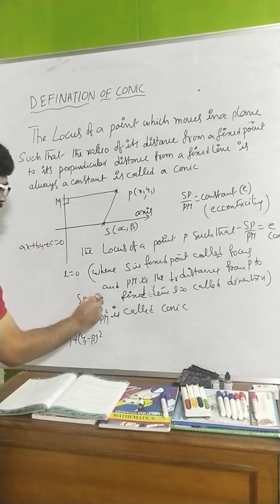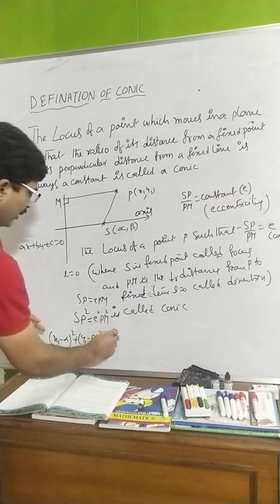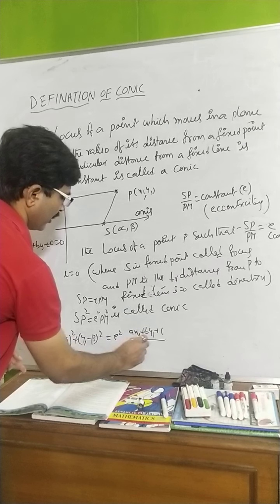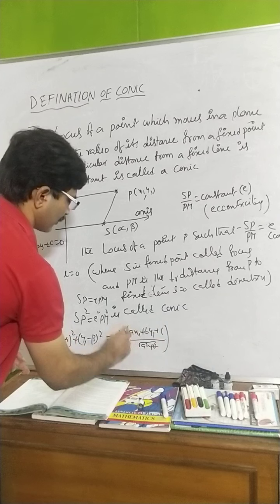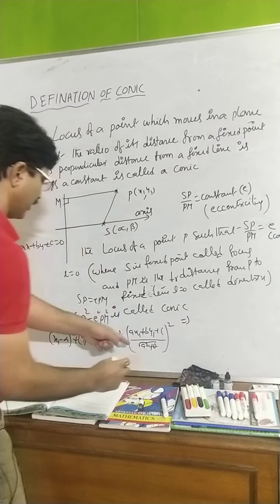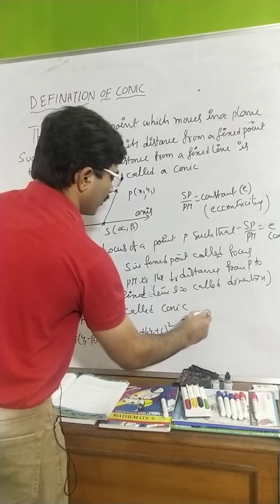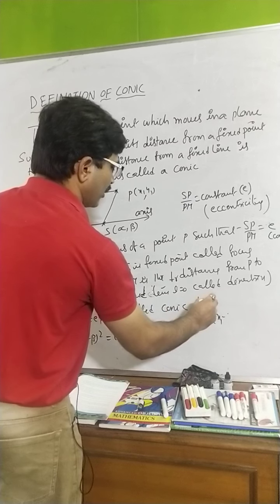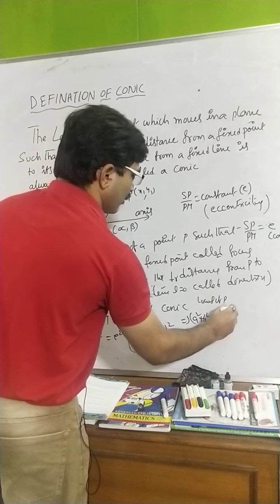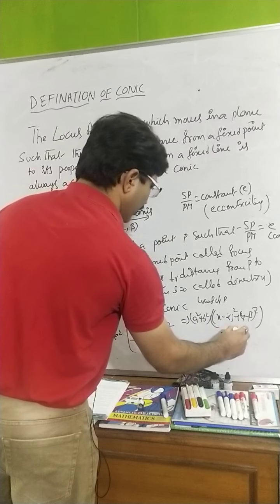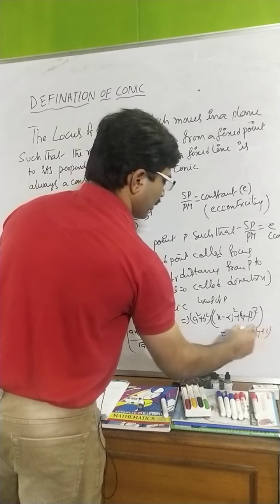SP is equal to e into PM, so SP square is equal to e square into (ax1 plus by1 plus c) divided by root over a square plus b square, whole square. We got it like this, right? So here, you can write this also as: a square plus b square into (x minus alpha) whole square plus (y minus beta) whole square, where x, y is the locus of P, is equal to e square into (ax plus by plus c) whole square.